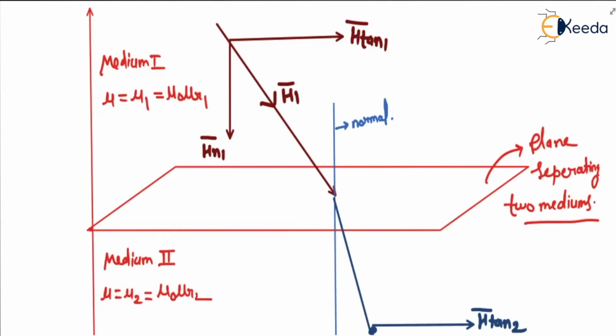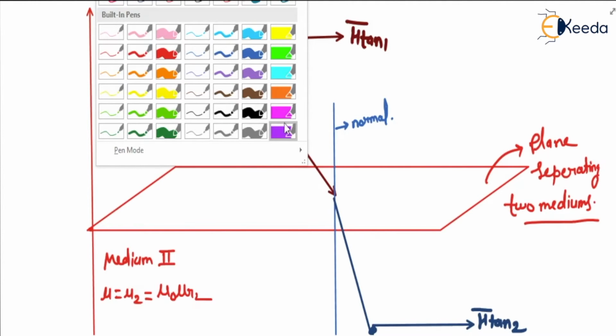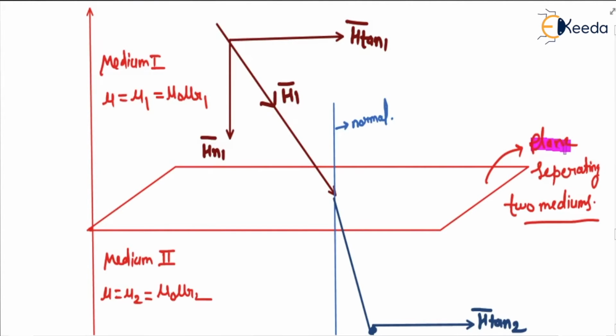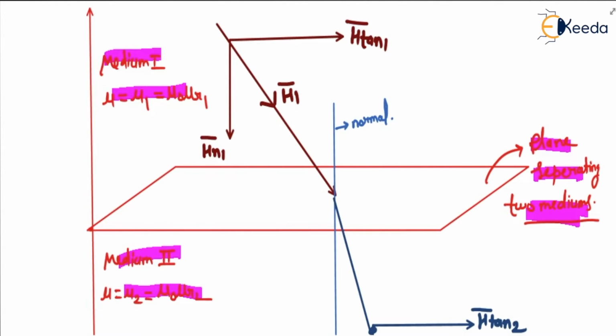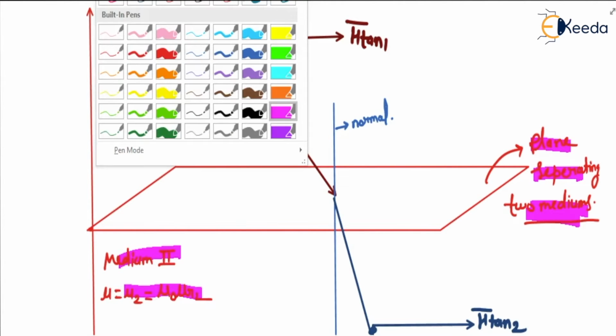As shown in the figure, this is the plane which is separating the two mediums. Above is medium 1 and below is medium 2. Medium 1 has permeability mu1, which is mu 0 into mu r1, and medium 2 has permeability mu2, which is mu 0 into mu r2.